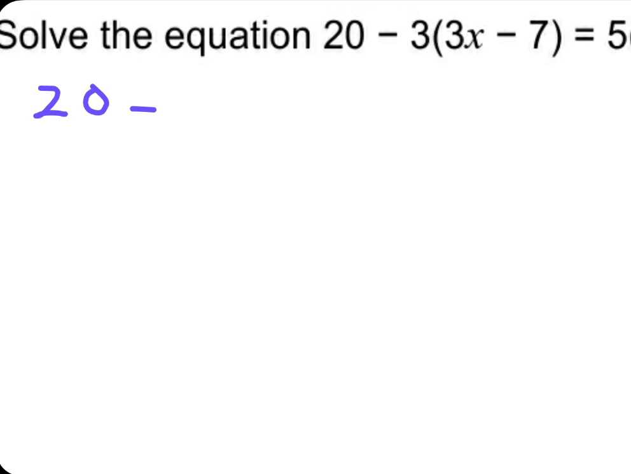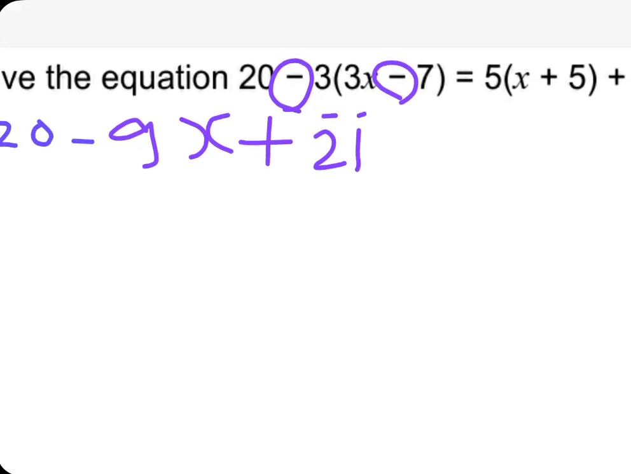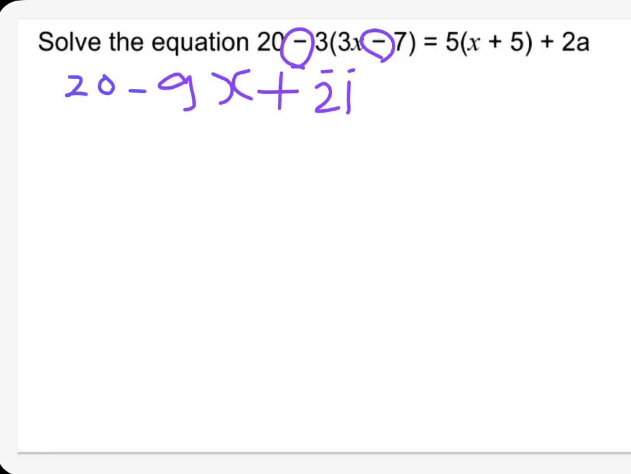Now, we wrote this one. Now, let's do the multiplication inside the brackets. 3 multiplied by 3 is 9, and we write x as a variable. And then negative 3 multiplied by negative 7, negative by negative is positive, and 3 by 7 is 21. Now, this is the first part of the equation.